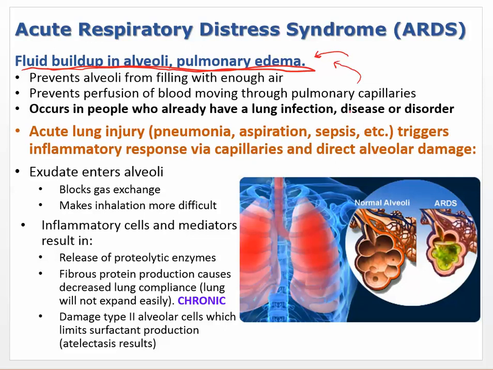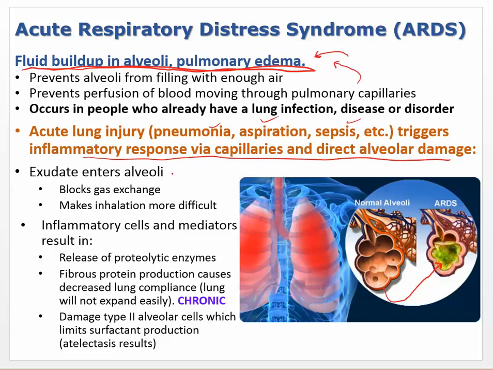So you can have pneumonia, you can have some kind of an infection, but you don't want to see it deteriorate to ARDS. You don't want to see the inflammatory response take over the lungs. That's not a good thing. So acute lung injury like pneumonia, aspiration, sepsis can trigger that inflammatory response via capillaries and direct alveolar damage. And you can see in this picture where it fills up with neon green fluid. You can also see how that fluid is pulling that capillary shut.